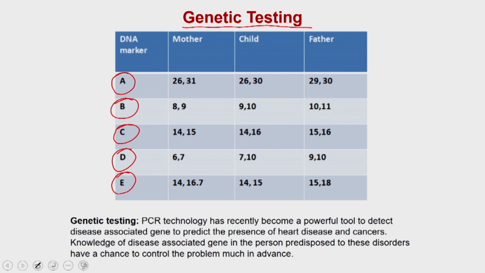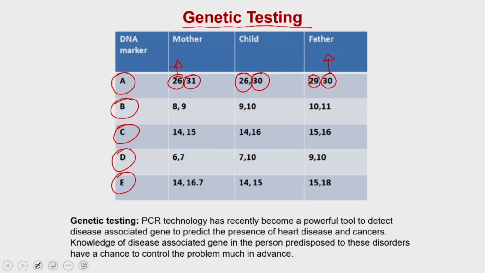So, what you see here is that the marker A is present in the mother as 26 and 31, whereas in the case of the father it is 29 and 30. So, you can imagine if it is a child of these two, then the child should have a combination of these DNA markers of the mother and the father. You can see that the child has a marker of 26 and 30, which means it is getting the 26 from the mother and the 30 from the father. So, that means it is potentially a child of this mother and father.